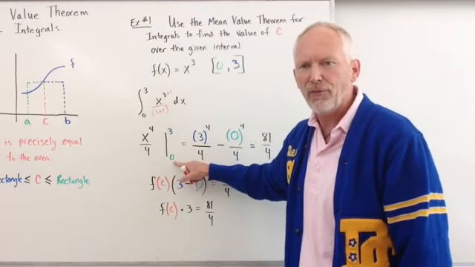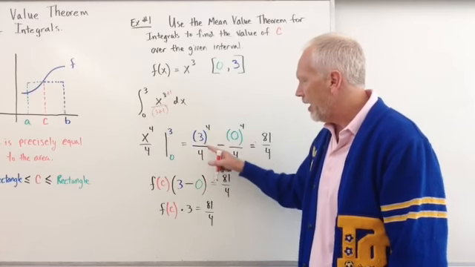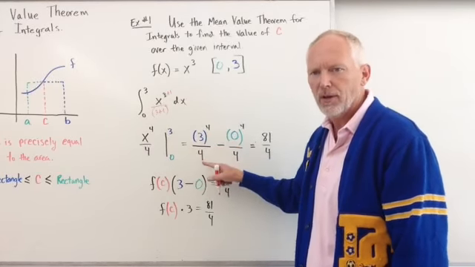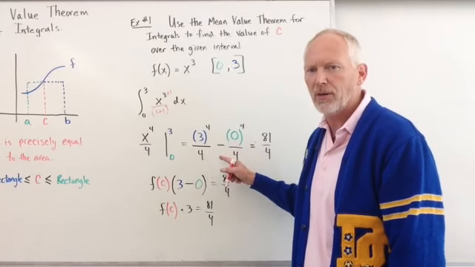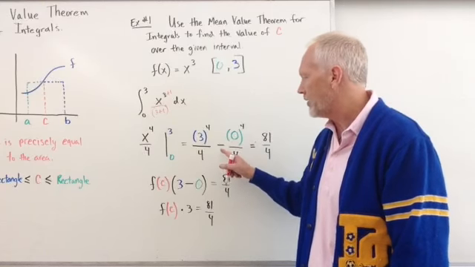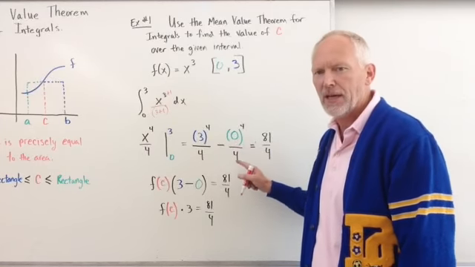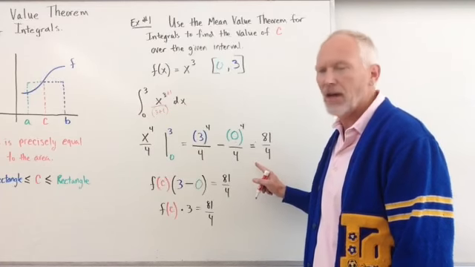We evaluate it from 0 to 3, and so here I have 3 to the fourth divided by 4, and from the first fundamental theorem of calculus, it's f of b minus f of a, so we have to go through that process, minus 0 to the fourth gives us 81/4. Now, that is the area, right?